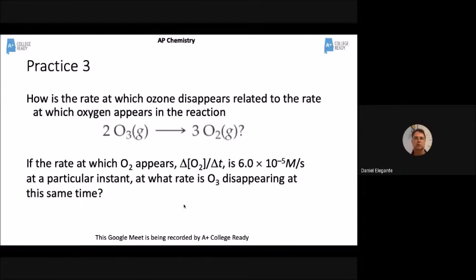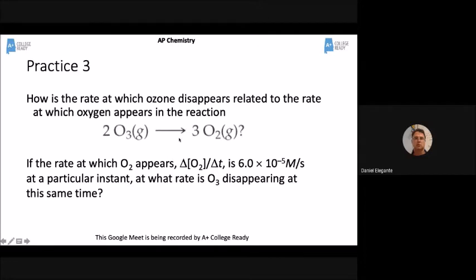All right, so this is the kind of problem they're going to give you on an AP exam. In fact, this snapshot was taken straight from an AP exam. So ozone turns into oxygen. O3 turns into O2. Don't get caught up in this O2 delta T nonsense. All that's saying is the change in oxygen concentration versus time. So over time, it goes away at 6 times 10 to the negative 5th molarity per second.